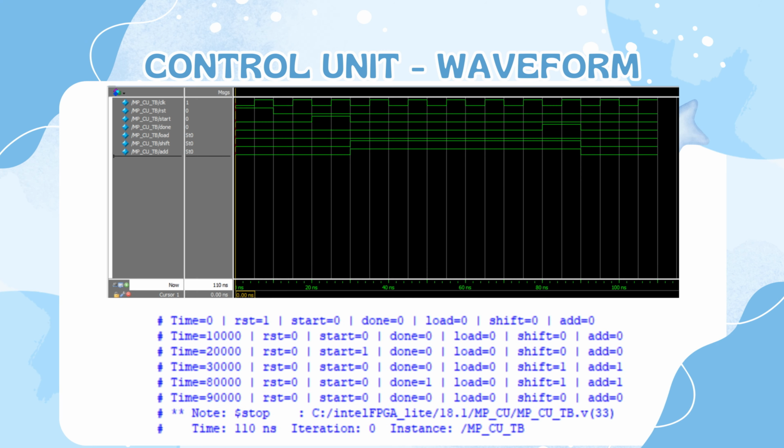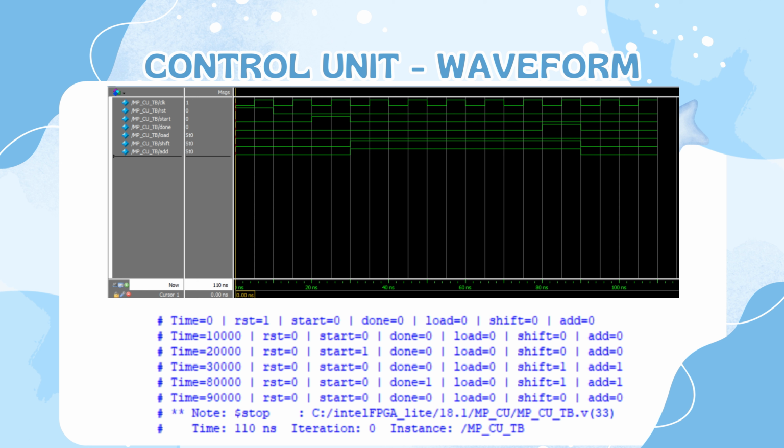I will explain the simulation waveform of our control unit. The first signal is the clock, which continually toggles and adjusts all operations in the control unit. Reset and start signal. The reset signal is low, meaning the system is not in a reset state. The start signal also remains low, indicating that no new operation has been initiated. Done signal. The done signal stays at 0, meaning the control unit has not completed its operation yet.